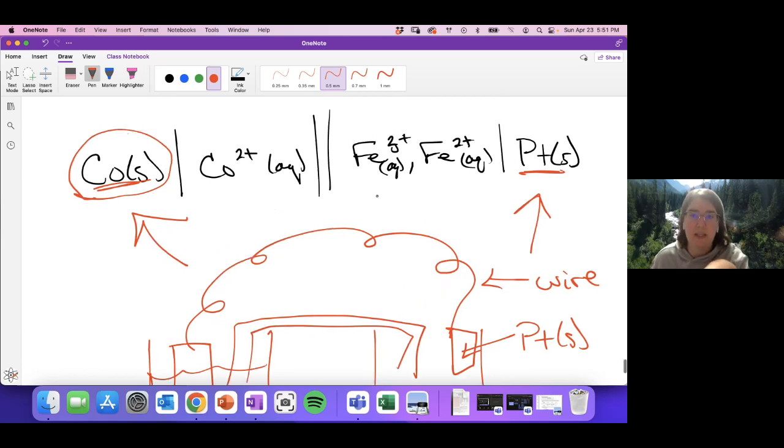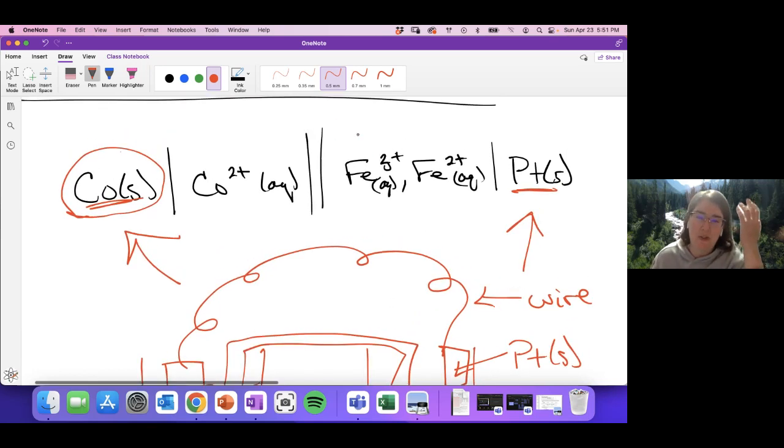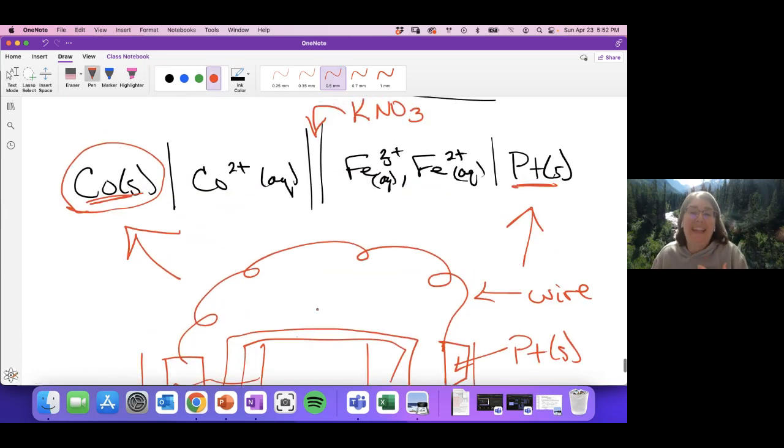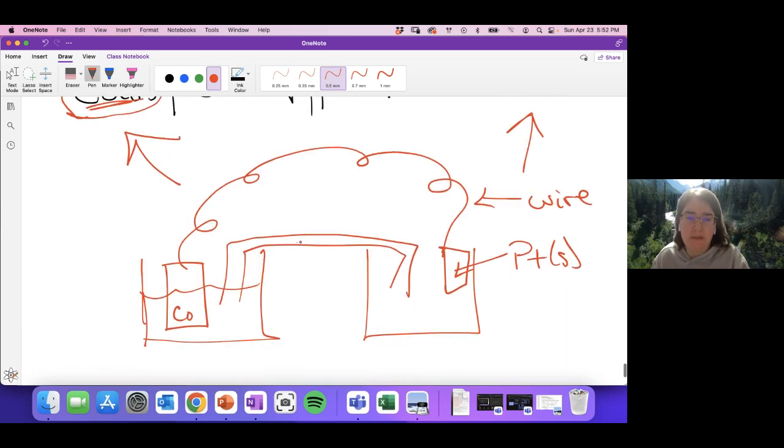Then the other thing that is in here and sometimes can be in here, I usually just leave it out, but I also could have written in here something like KNO3. I could have written salts in there. So we could actually claim exactly what's in the salt bridge. We don't have to, but we can. So I could put KNO3 that would have been here in the salt bridge.